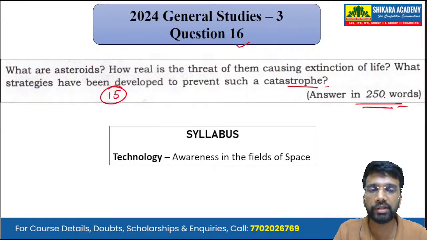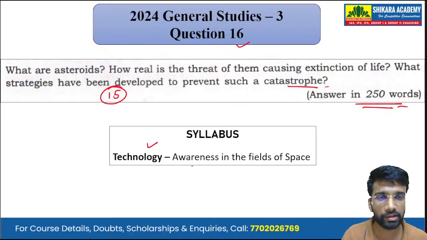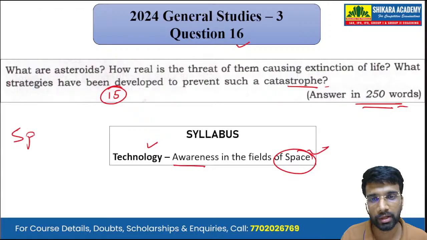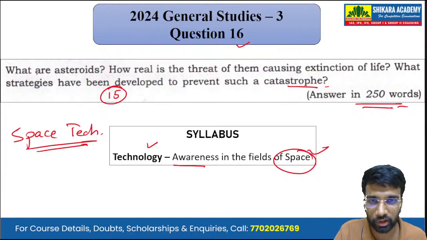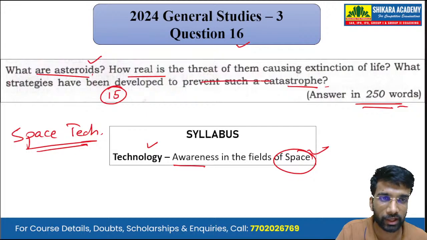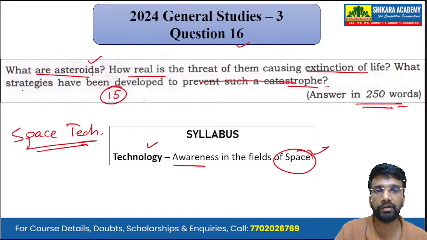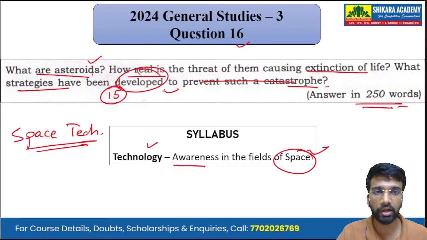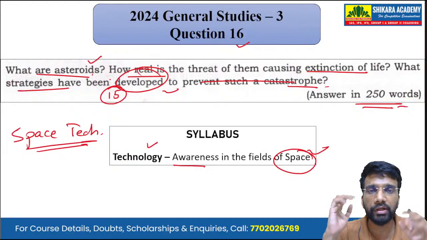Mapping it with the syllabus, we can see that it has been asked from the subject of science and technology, and that is the awareness in the field of space. So, it is a question on space technology. And the question is asking us three things. That is, we have to define what are asteroids, and we have to evaluate how real is the threat of them causing the extinction of life on the earth, and then we have to write the strategies that have been developed in order to prevent the catastrophe that is caused by the impact of the asteroids.